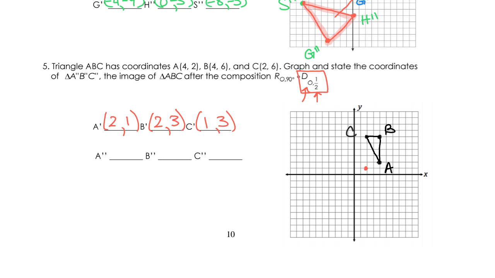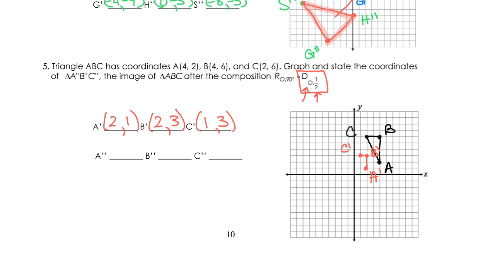2, 1 is A prime. 2, 3 is B prime. And 1, 3. Oops, I think I graphed, did I graph B too high? In fact, I'm going to go ahead and move my A too. So we'll put A prime over here. All right, B prime is at 2, 1, 2, 3. Yeah, I did put it 1 too many high. And then 1, 3, 1, 1, 2, 3.